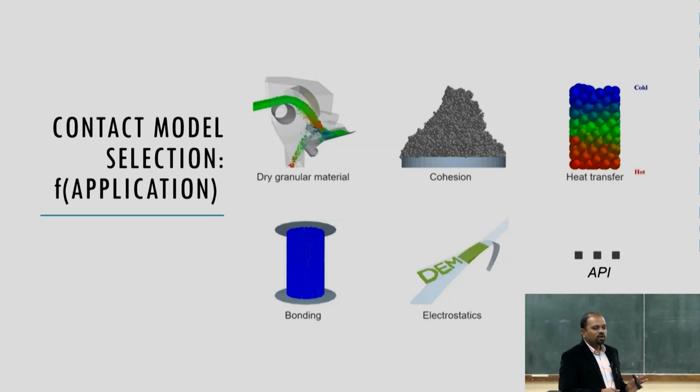So, this contact model selection, or developing our own contact model, we can do and put it in through the application programming interface, and this is dependent on the application most of the time. Say I am interested in dry granular material flow, I will select the Hertz-Mindlin model. And if there is cohesion, I may be interested in JKR. If it is not solving the purpose, I will develop my own model, or you can develop your own model.